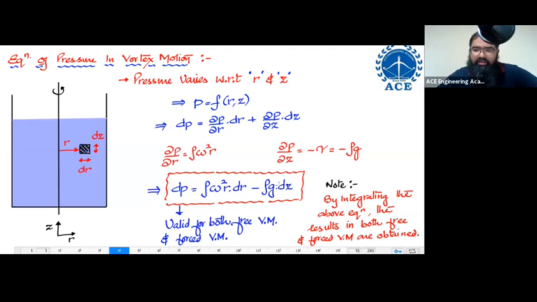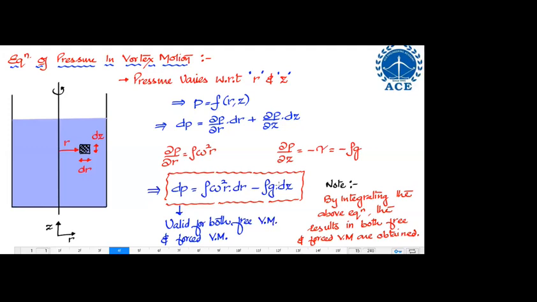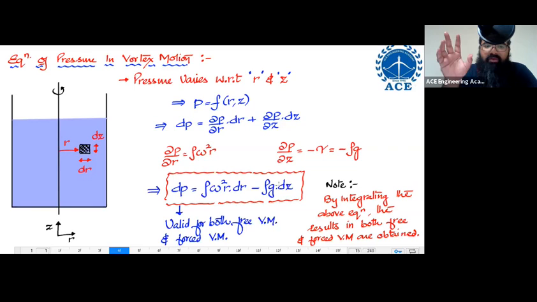So good morning, sir. Good morning, ma'am. I have a doubt in this vortex motion only. Sir, you said that vortex motion doesn't apply around the center of the axis, right? No, I did not say like that. I said vortex motion need not be about the centroidal axis. It can be about any axis.